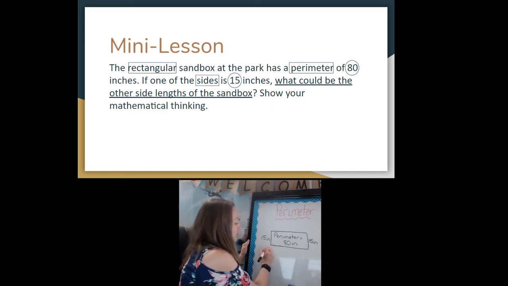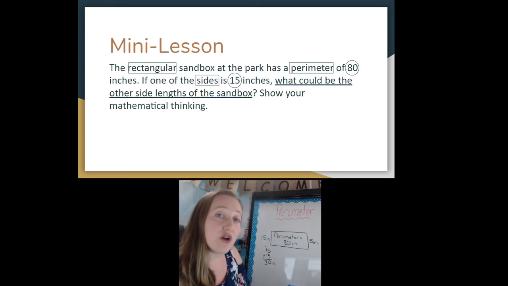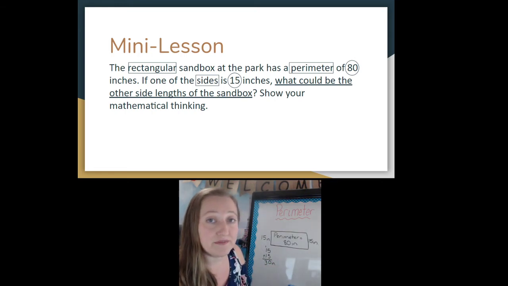So I'm going to do 15 plus 15. 5 plus 5 is 0, carry the 1. 1 plus 1 plus 1, 3. So I have 30 inches so far as my perimeter.